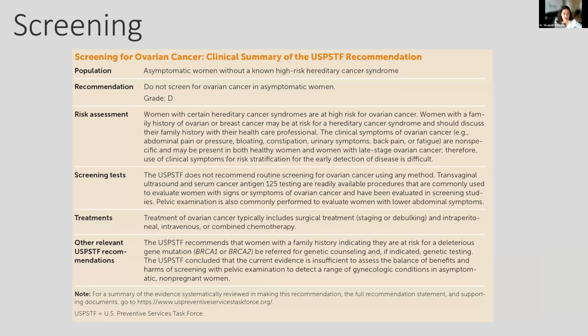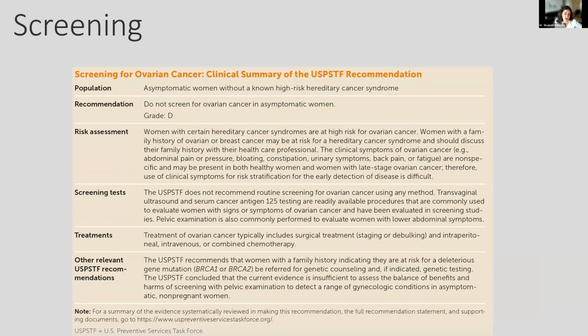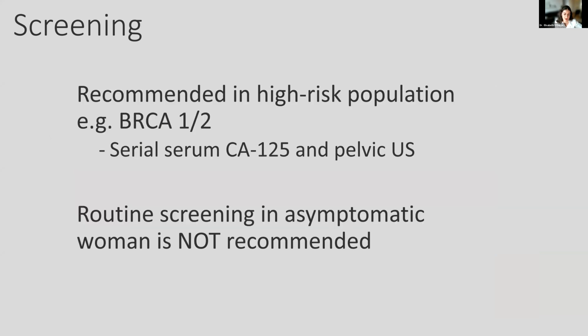So as Dr. Holcomb had mentioned previously, screening is not recommended in the general population, but is recommended in patients in high risk groups, namely BRCA1 and BRCA2 genetic mutations. For that, the recommendation is that we should do it predominantly with ultrasound and serial CA125. So that is the recommendation, not even MRI in that population.